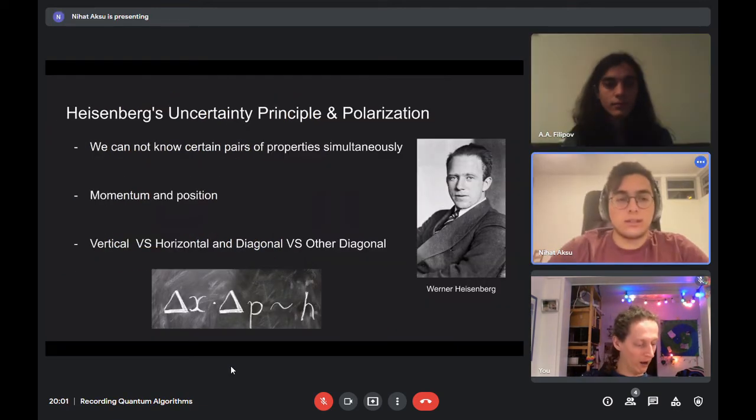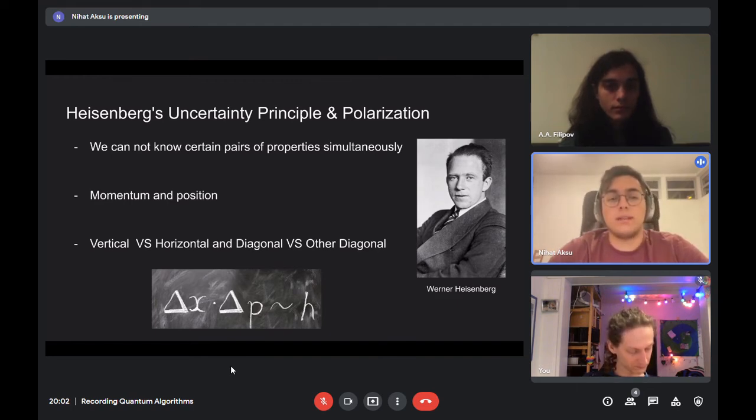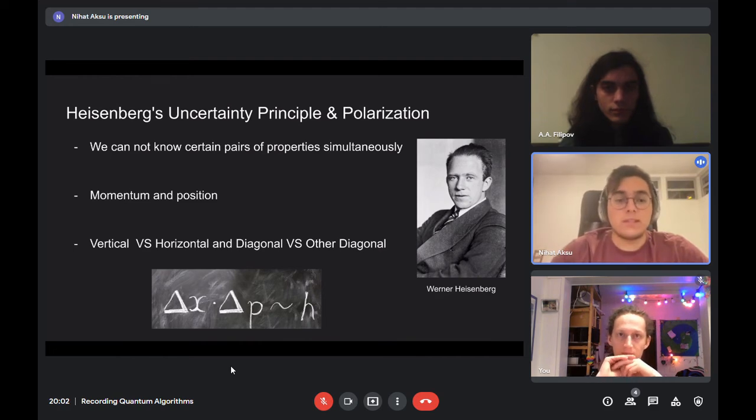In our class, we learned about Heisenberg's uncertainty principle. One of the things that this principle implies is that we cannot know certain pairs of properties simultaneously. One of these pairs is momentum and position. When we know all the information about momentum, we lose all the information about position, and vice versa. This also applies to vertical versus horizontal and diagonal versus the other diagonal polarization.